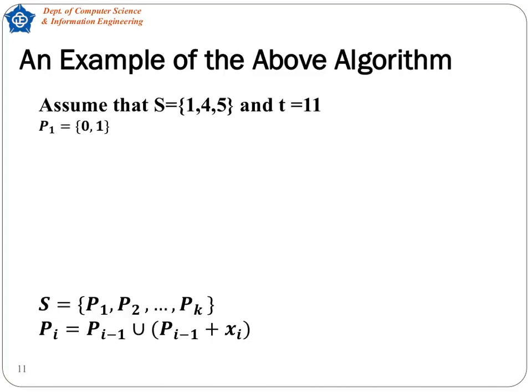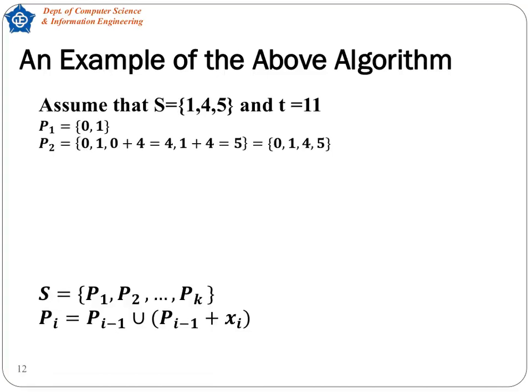In general, at each step, we take every sum in P_{i-1} and keep both the original sums and those same sums plus the new element x. Formally, P_i equals P_{i-1} union P_{i-1} plus x. So for x_2 equals 4, we add 4 to each entry of P_1 and merge the results to build P_2. Then for x_3 equals 5, we repeat that process to get P_3. After this final step, we simply check whether our target, t equals 11, appears in P_3.